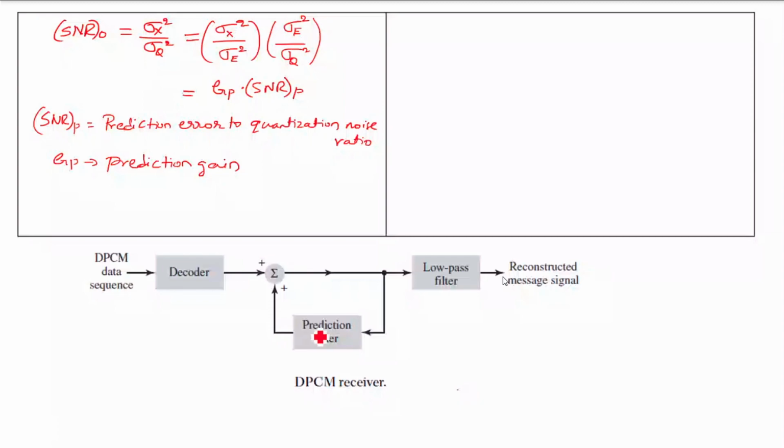As far as the prediction filter at the receiver is concerned, it has the same properties as the prediction filter used at the transmitter. Any doubts?